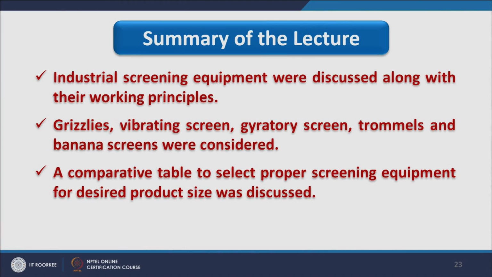Now I have the summary of this lecture. In this lecture, industrial screening equipment were discussed along with their working principles. Grizzlies, vibrating screens, gyratory screens, trommels and banana screens were considered. And finally, a comparative table to select proper screening equipment for the desired product size was discussed.